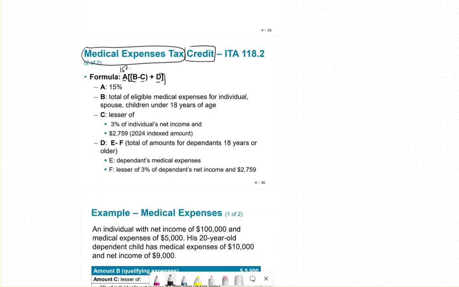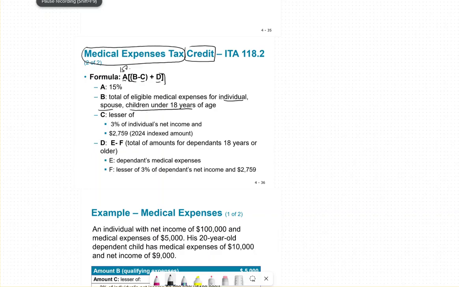Total of eligible medical expenses for the individual, spouse, and children under 18 years old. So you're going to add your medical expenses, your spouse's, and any of your children that live under your roof and are under the age of 18.